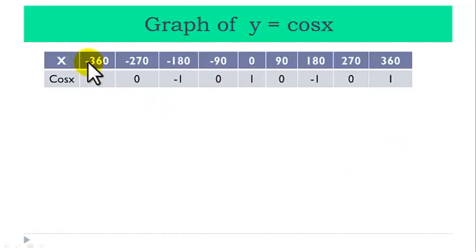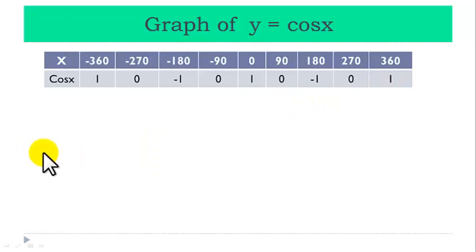So for x equals minus 360, cos x is 1. For x equals minus 270, cos x is 0. For x equals minus 180, cos x is minus 1. For x equals minus 90, cos x is 0. For x equal to 0, cos x is 1. For x equals 90, cos x is 0. For x equals 180, cos x is minus 1. For x equals 270, cos x is 0. And for x equals 360, cos x is 1.